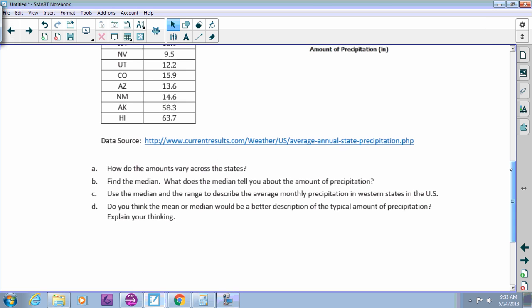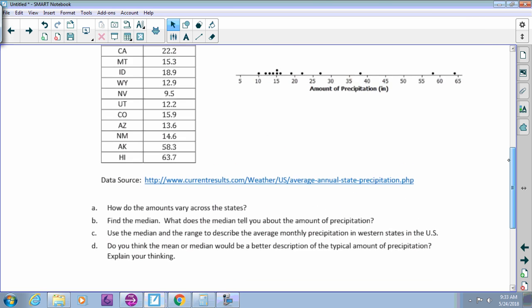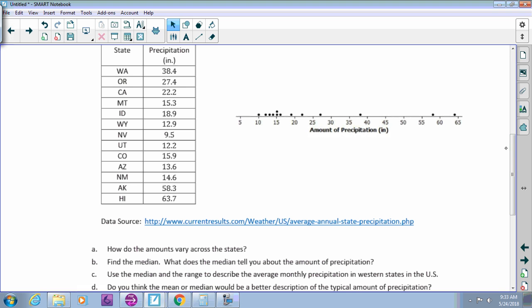So anyway, how do the amounts vary across the states? You can obviously see that some states are getting significantly more rain than others. So you're going to want to talk about that. Part B says find the median. So your first step is to do what with your numbers? Put them in order from least to greatest. Very good. So you're going to put these numbers in order from least to greatest, and then find the median.